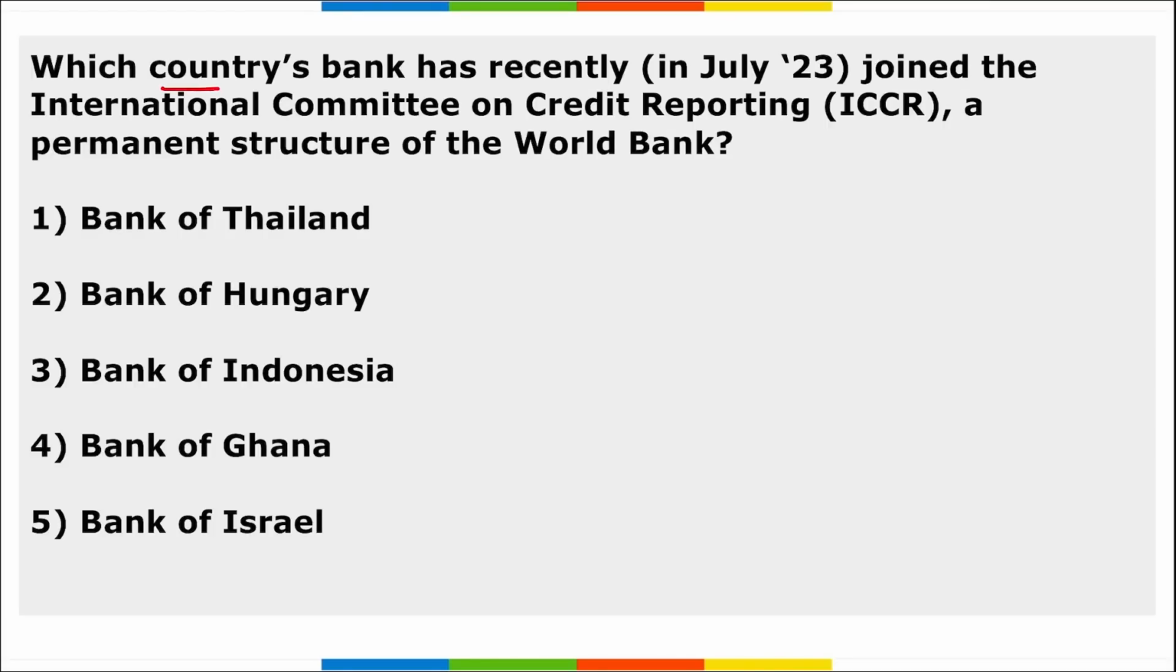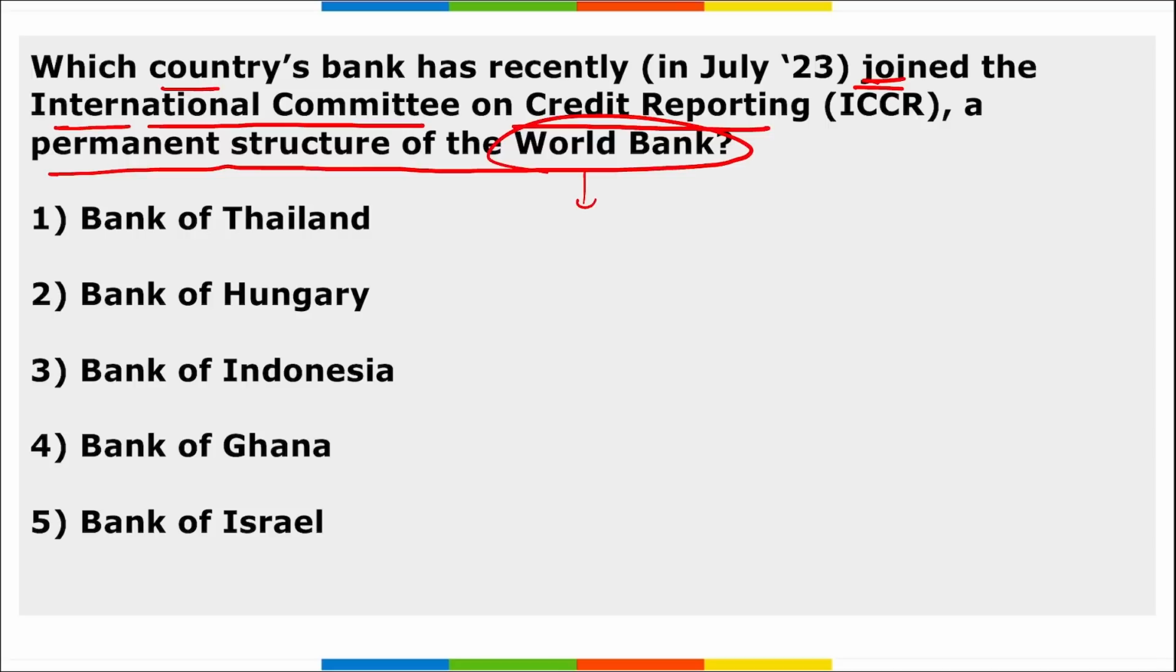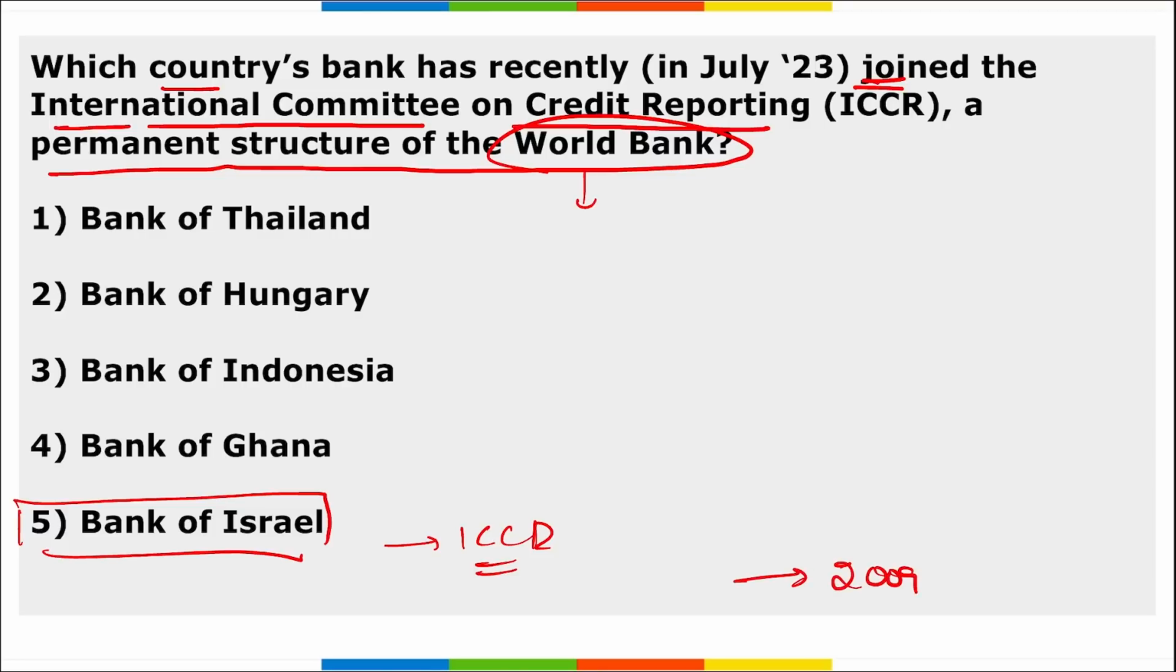Next is, which country's bank recently joined the International Committee on Credit Reporting, a permanent structure of the World Bank? So recently World Bank has approved Bank of Israel to join this ICCR. Correct? This is International Committee on Credit Reporting. Correct? And it was created in 2009.